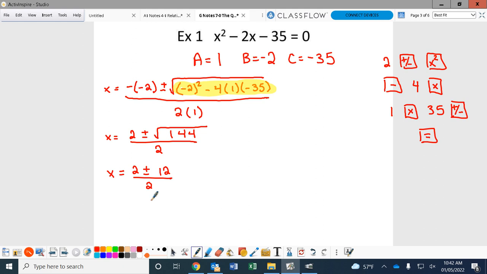Okay, so now that we've got it down to this, you're going to separate it into your 2 cases. Why do you have 2 cases, guys? Because it has plus or minus. So you got to do the plus case, you got to do the minus case. The first one is going to be x equals 2 plus 12 over 2. And the second one is going to be x equals 2 minus 12 over 2.